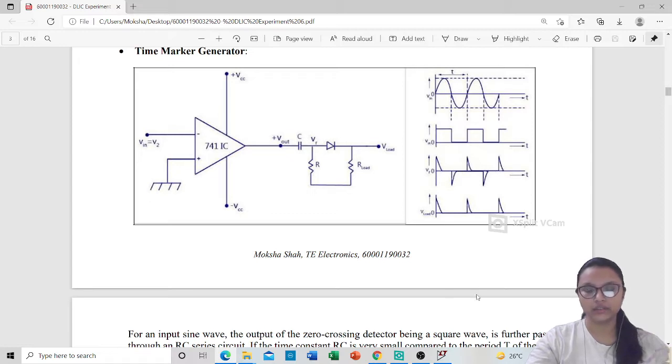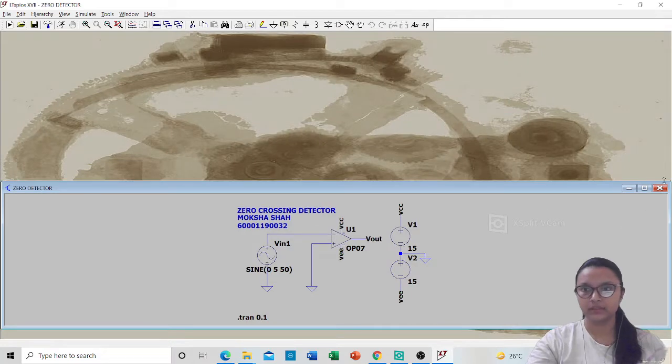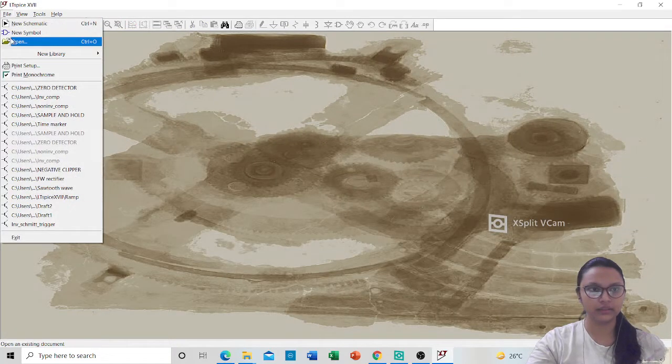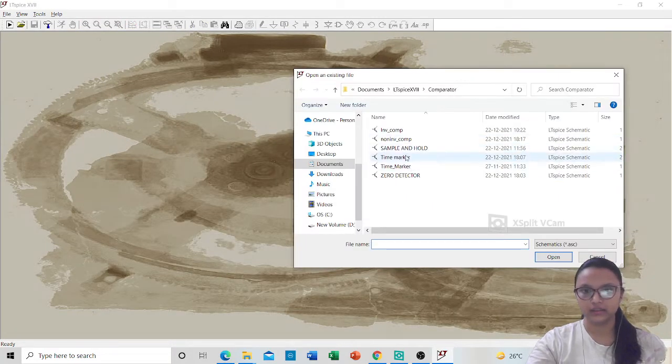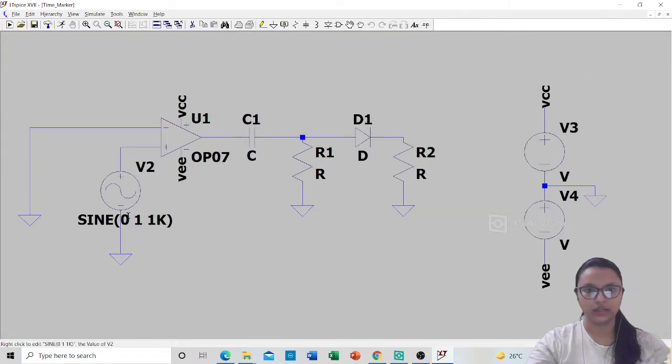Since we don't want negative spikes, we connect a diode so that we get only a positive spike. I'll show you all that also. I've built the circuit for the same, that is nothing but the time marker. I'll open it. Yes, so I'll just remove this one.